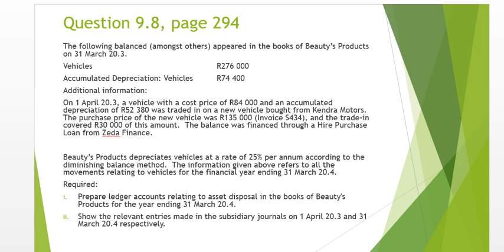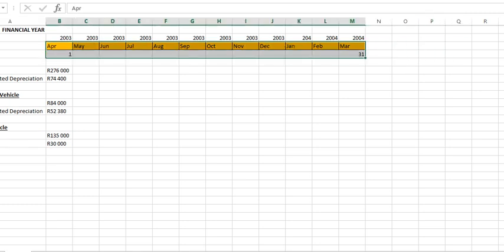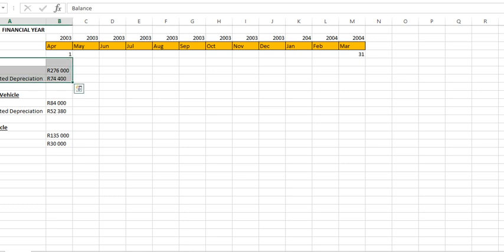And what we need to do is prepare the ledger accounts relating to asset disposal for the year ending 31 March, and also I want to do it in the subsidiary journals. So let's look at what information we have. Our financial year is from the 1st of April 2003 and it goes up until the 31st of March 2004. So our balance from the previous year towards vehicles was 276,000 Rand, and towards accumulated depreciation it was 74,400.